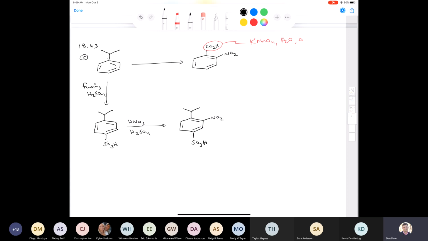Does anybody remember the conditions to remove the sulfonic acid? I'm sure somebody does. I'll just see if anybody can help me. Does anybody remember the conditions to remove that sulfonic acid? Yes, good. My students are saying treat it with dilute sulfuric acid, and you are 100% correct. We're going to treat that with dilute sulfuric acid, like that.